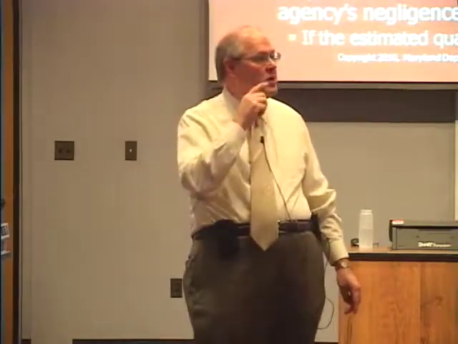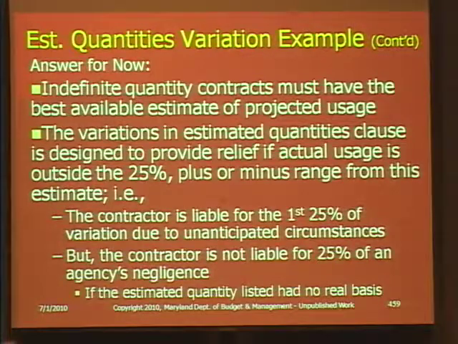Answer for now: indefinite quantity contracts must have the best available estimate of projected usage, real ones that have fixed prices. The variations in estimated quantities clause is designed to provide relief if actual usage is outside the 25% plus or minus range from this estimate. The contractor is liable for the first 25% of variation, but not for more than 25%. And also, the vendor is not liable for even 25% if the estimate was not a valid estimate, and I will explain that in a moment.